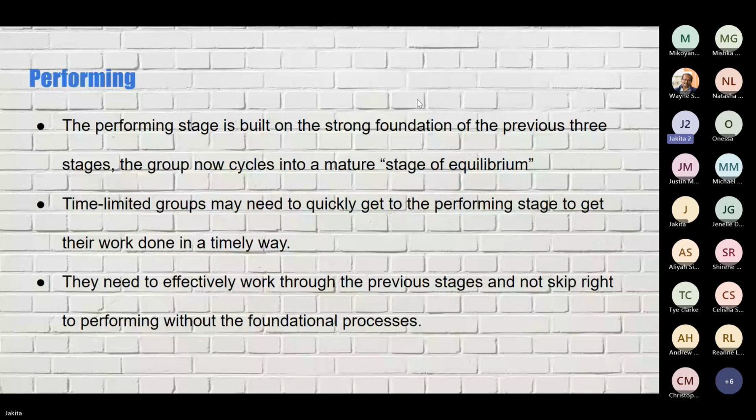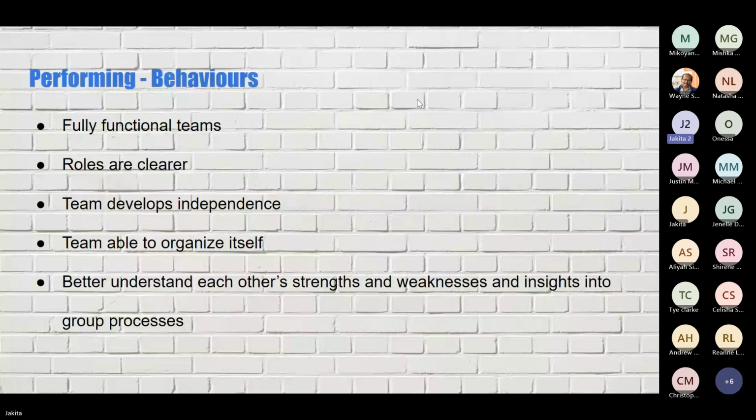So in terms of behaviors, it will be a fully functioning team. Roles will be clearer. Teams develop independence because they are now even clearer on the objective at hand. The particular team will be able to organize itself, and there will be a better understanding of each other's strengths and weaknesses and insights into the group processes.